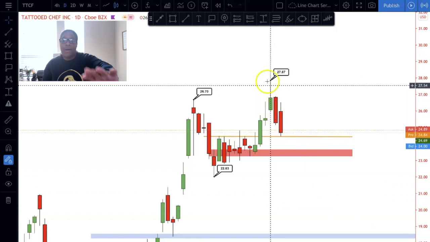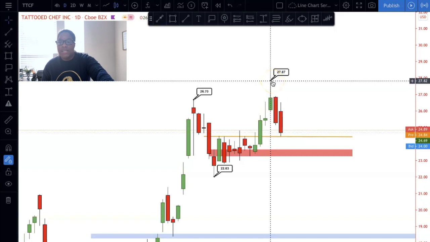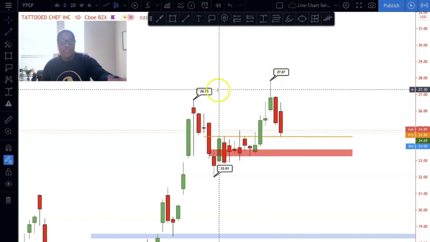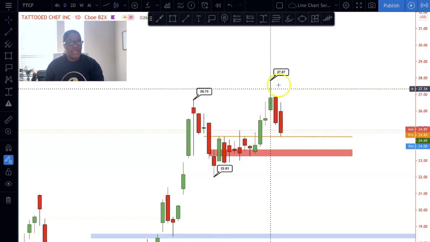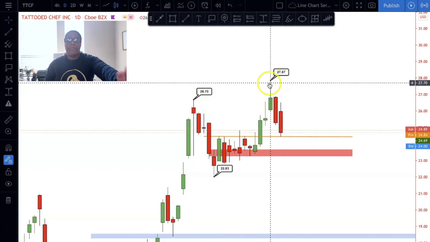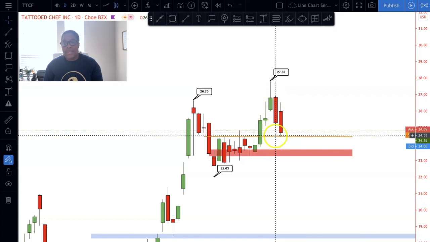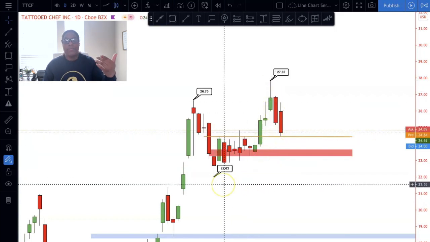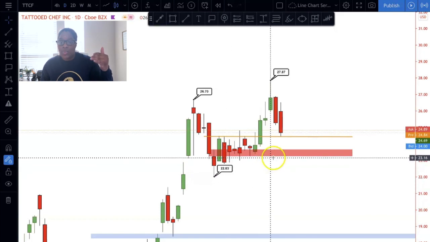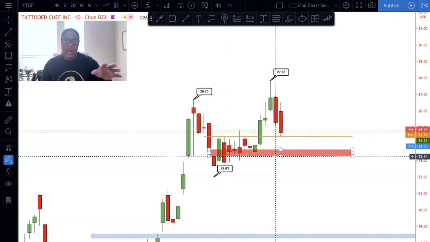Technically wise, same scenario like we just did on Dropbox. If we look at the prices here, 27.87 was the high on the daily time frame, which is higher than 26.70. Because of that, I don't want to buy here. I want to buy at a discounted price. So if it can stay above $22, I'm personally going to like it between 24.89 and the $23 range, right? So you've got like a whole $1.50 range to get into.